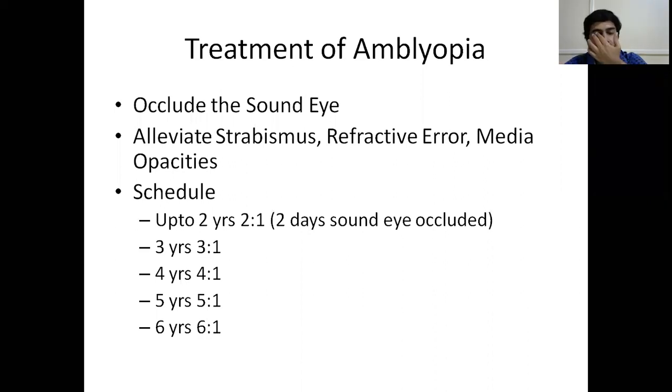For 1 day, you will be occluding the abnormal eye. Similarly, for 3 years, it is 3:1. 3:1 means, suppose this eye is amblyopic and this eye is normal. So the normal eye I will occlude for 3 days. So for 3 days, only my abnormal eye will be functioning. For 1 day, my normal eye will be functioning.